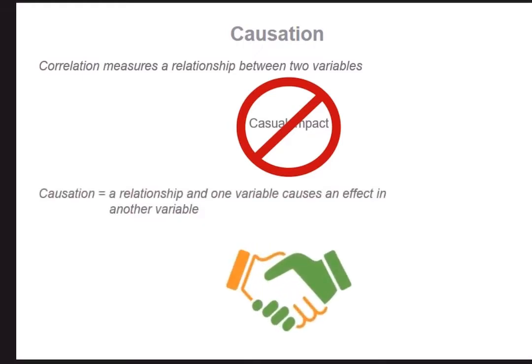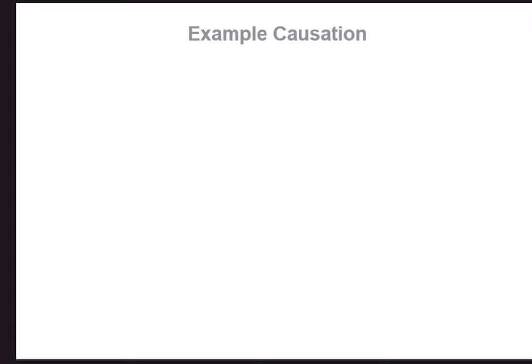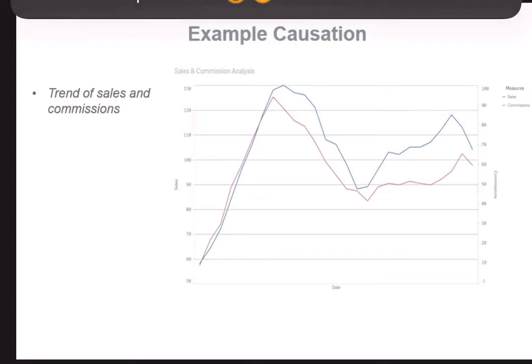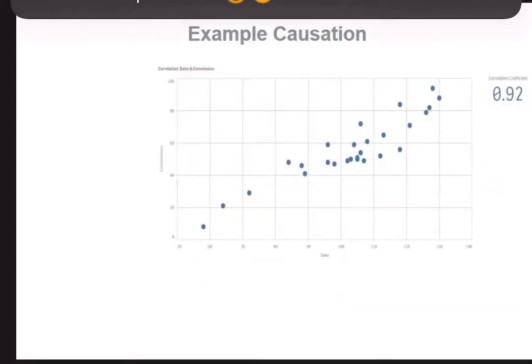Causation takes the relationship factor one step further and says that one of the variables causes a change in the other variable. An example of causation can help us to see how causation is viewed and used in analytics. Let's turn to our example of the increase in sales and the increase in commissions paid. Here again, we can see the directional trend of sales and commissions. The two variables appear to mirror each other, but to help us understand this more, we used a scatterplot visualization.